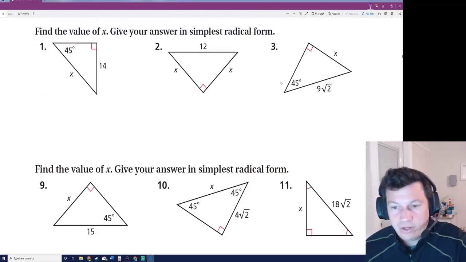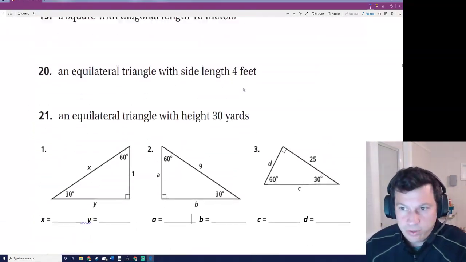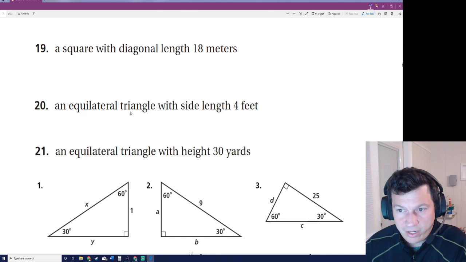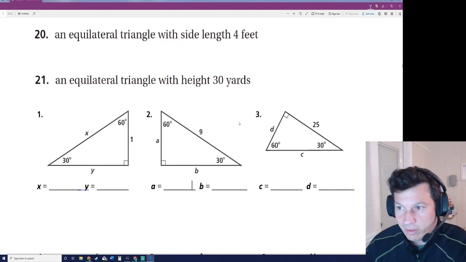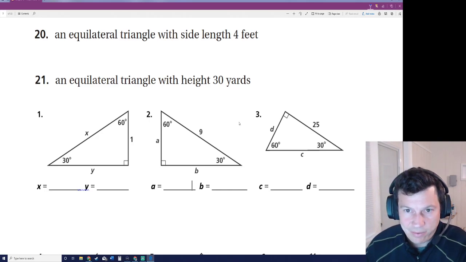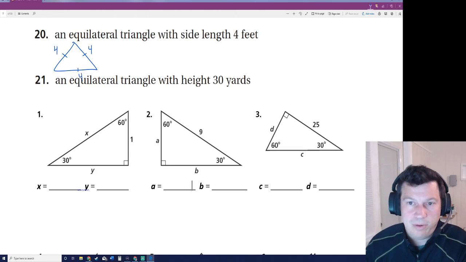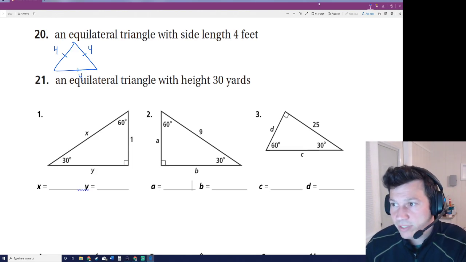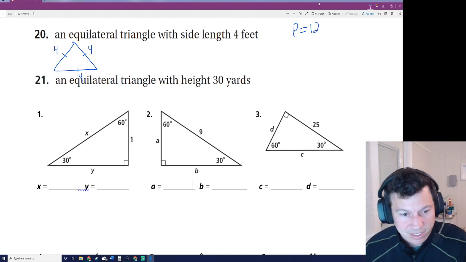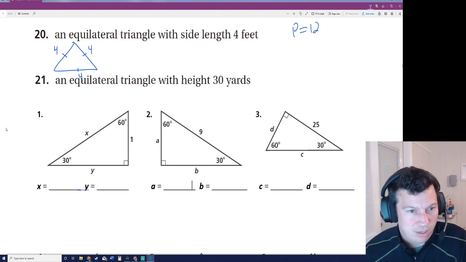So we can take a look at an example where we would use that. Let's just say we have an equilateral triangle with a side length of 4 feet, and it's asking me for the perimeter. Well, that's kind of easy because if I sketch this out, I know it's equilateral, 60, 60, 60, so it's going to be 4, 4, 4. So the perimeter is just 12. Okay, so that was the easy part. The area is going to be the rub here. The area is going to be the trickier part.